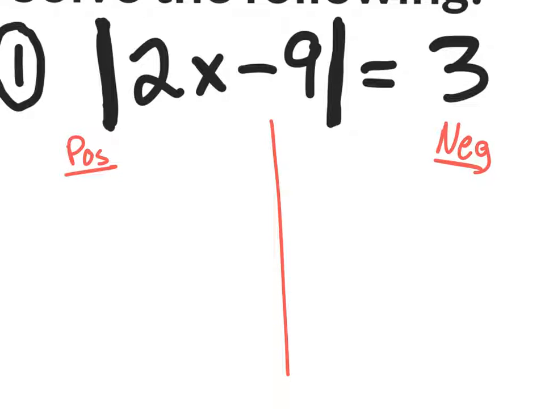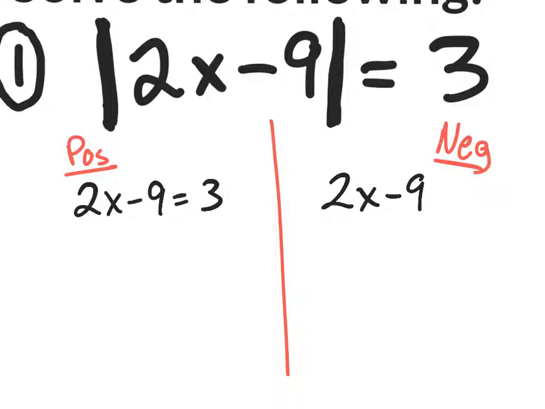Now the positive situation, I hope you guys remember from yesterday's notes that you write it exactly the way it is, but without the absolute value signs, right? Without these little lines right here. That's going to read 2x minus 9 equals 3. And the negative situation is going to be the same thing, 2x minus 9, but instead of equals 3, we're going to have it equals negative 3. So on the negative situation, all you do is simply put a negative sign on the right side of your equation.